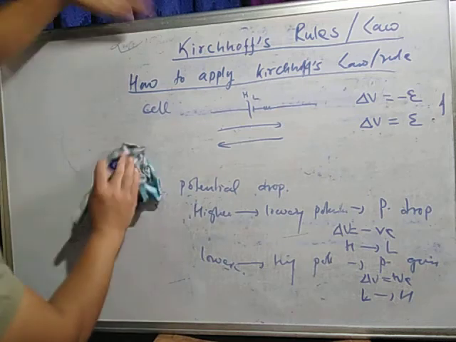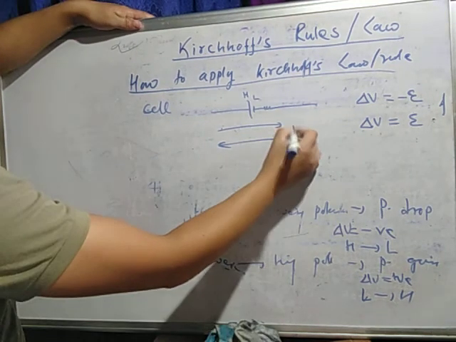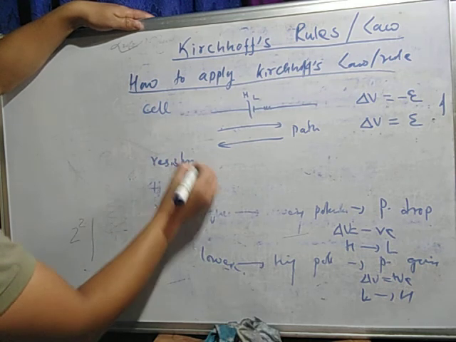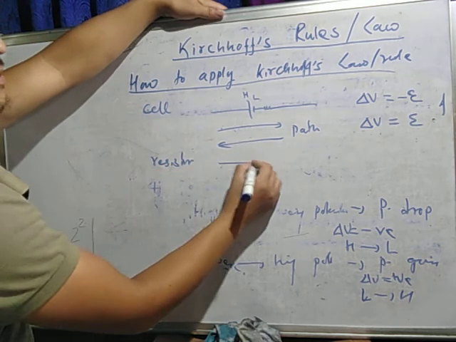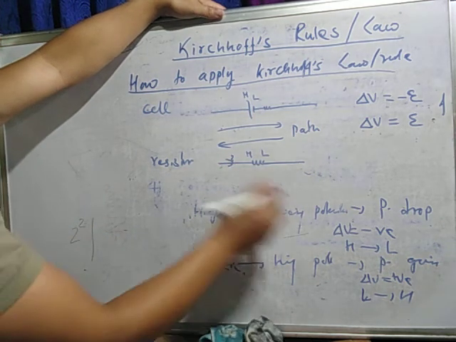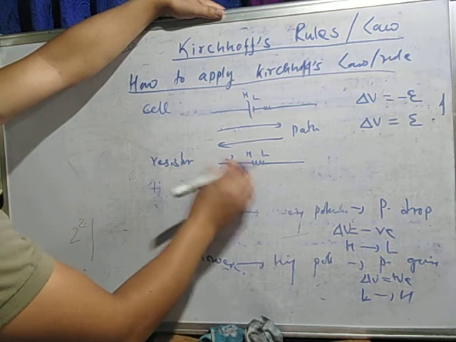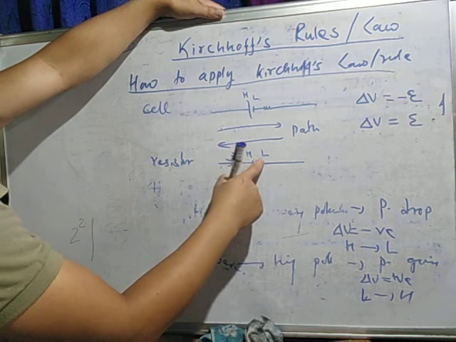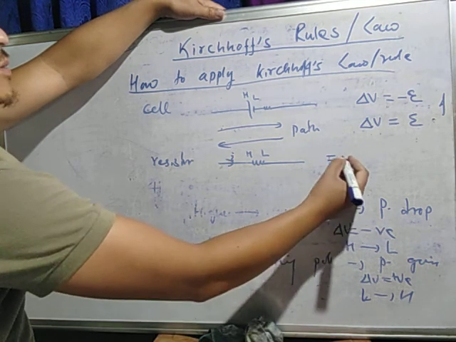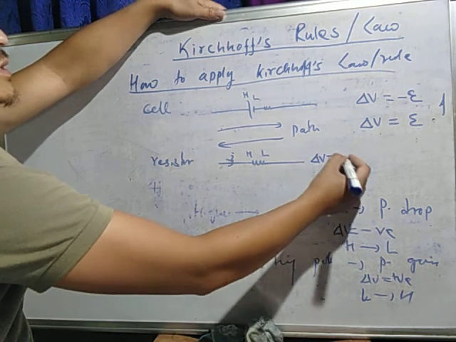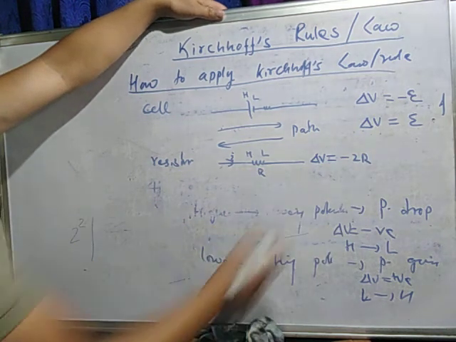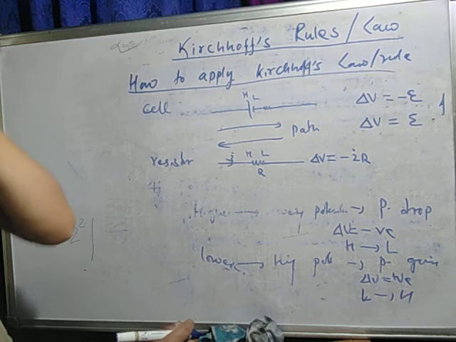Likewise, resistor. This is the path. So this is your resistor. Current flows from higher to lower, isn't it? So what happens in a resistor? See, higher to lower, how much? Potential is negative, isn't it? So del V equals how much? Minus of IR, isn't it? Resistor, current into resistance.